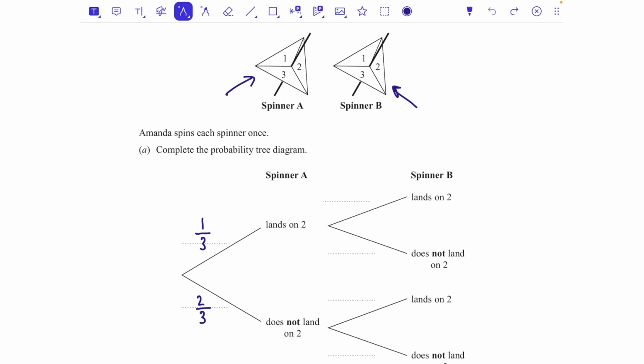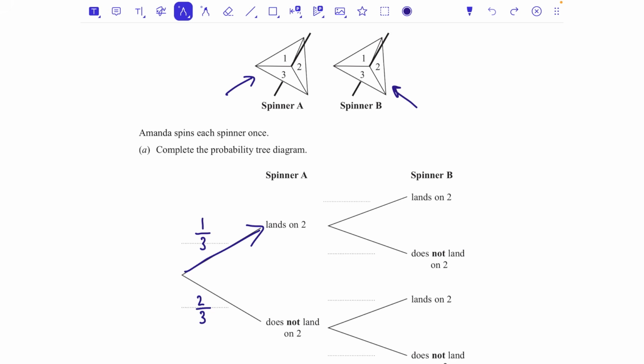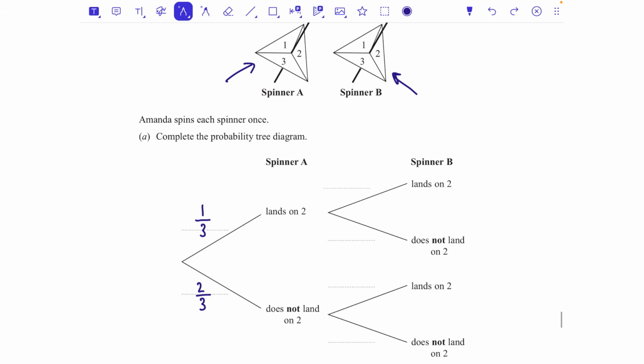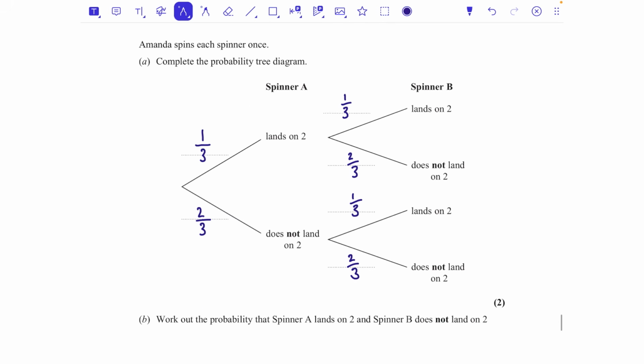It just means that if we come up this pathway, we're going to spin spinner B, and if we come down this pathway, we're going to spin spinner B. So it's just having somewhere to put the options. So spinner B, what's the chance of landing on a 2? Again, just 1 out of 3. And not landing on a 2 would be 2 out of 3. 1 out of 3 is your chance of landing on a 2, and 2 out of 3 is your chance of not landing on a 2.